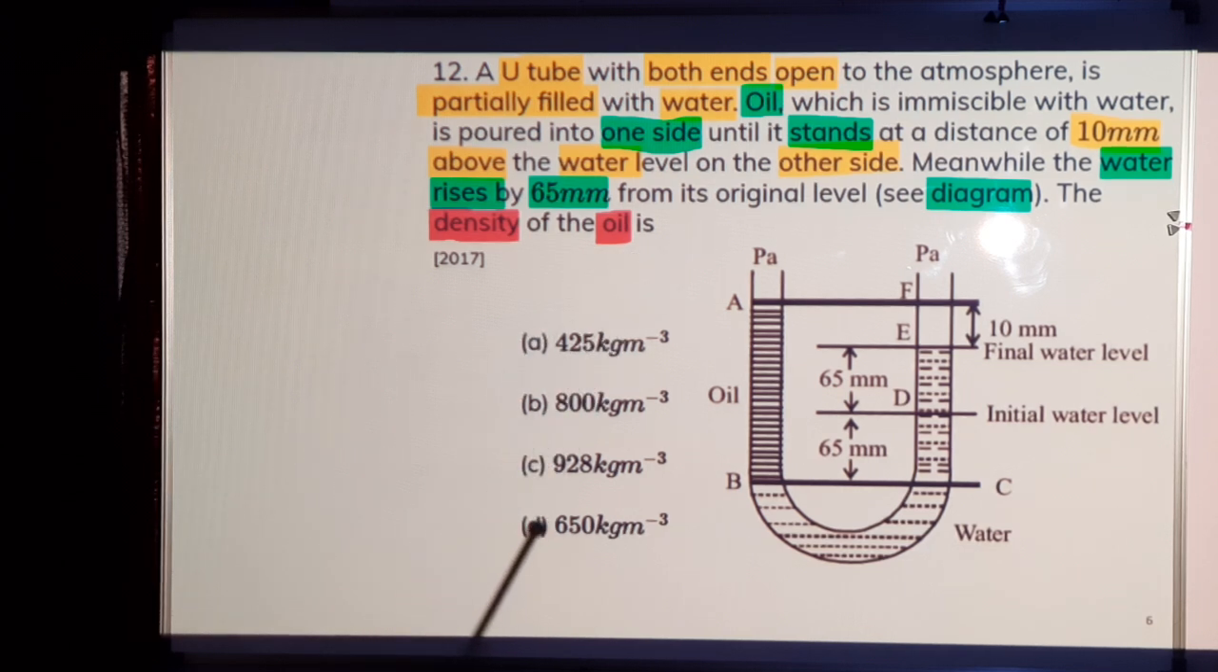4 options are given. Initially only water is poured, and then when the oil is poured on one side, it will push water to some height here. The dimensions are given, so you can pause and try this question.